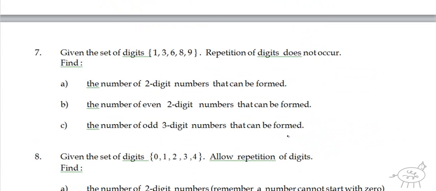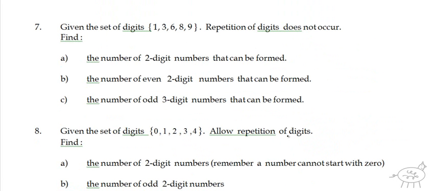Given the set of digits 1, 3, 6, 8, 9, repetition does not occur, so no repeats. Very important. Find the number of 2-digit numbers that can be formed. So draw 2 slots here. Okay? And numbers can't be repeated, so well, we're going to have 5 to start out with, and then if I use one of them, I have 4. So I multiply those together, I get 20.